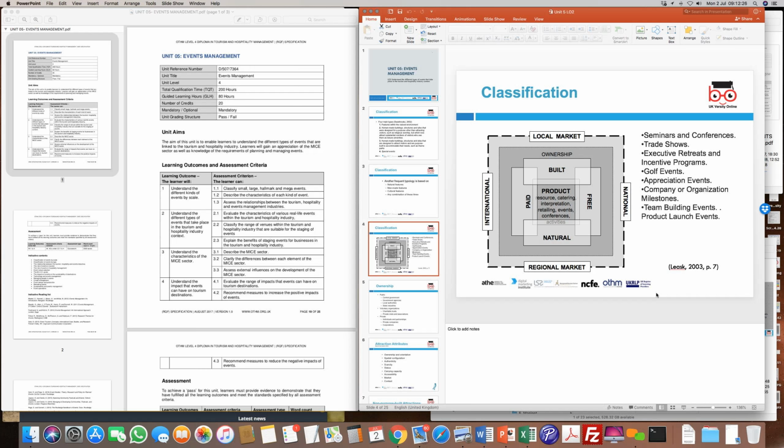Now, one other classification that we look at in particular is the modern classification, which was proposed by Leaks. And here we talk about 4 parameters. So we talk about a regional market, a local market, a national market and an international market.